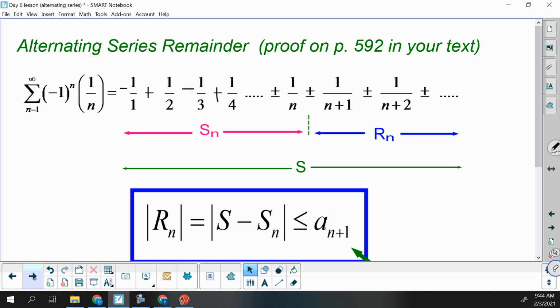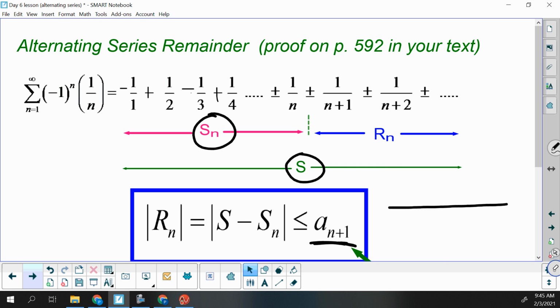So if we think of this, that means if we took our infinite sum and subtracted off our partial sum, that should give us the remainder. Well, our remainder, or the leftover, should always be less than or equal to whatever that next term is.